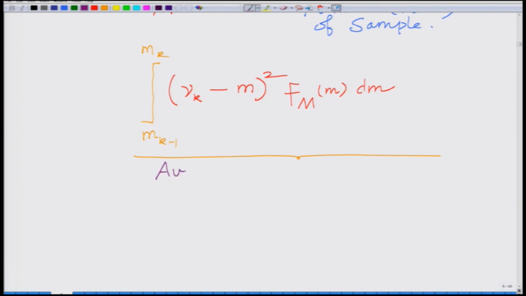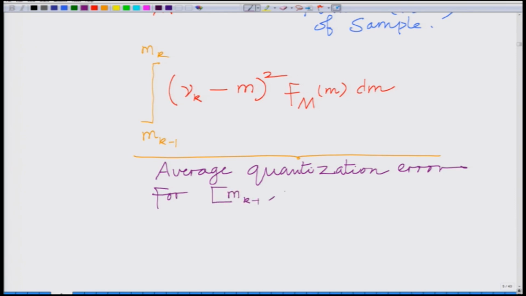Now, let us write, this is your average quantization error for the interval m k corresponding to the level nu k. And what we would like to do is find nu k which basically minimizes this, alright.